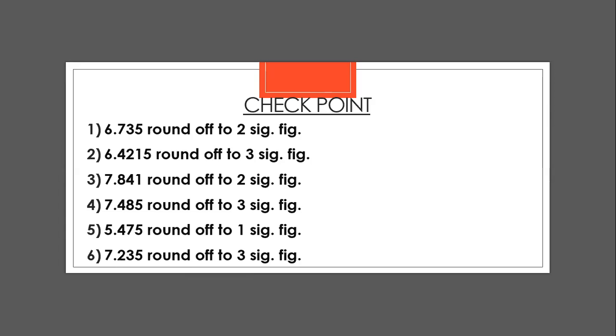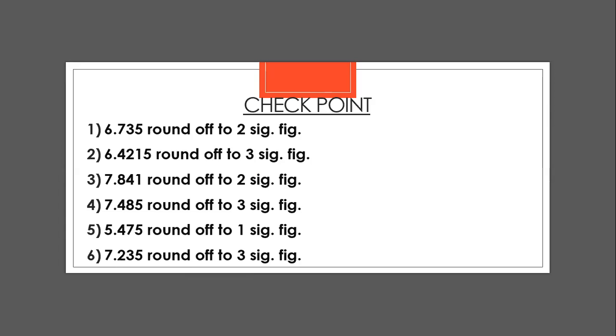Since 3 is less than 5, the previous number remains unchanged. So my final answer is going to be 6.7. And the 6.7 answer will have 2 significant figures, 6 and 7. Let's see question 2.